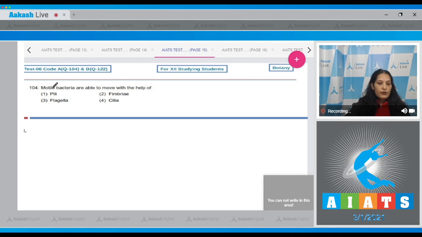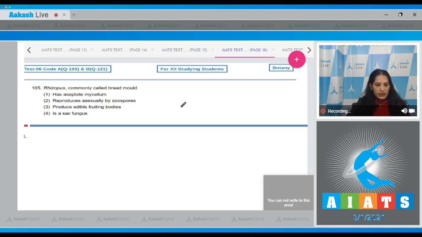Question number 104. Motile bacteria are able to move with the help of pili. Pili and fimbriae, they are surface structures, but they do not help in motility. So pili, no. Fimbriae, no. Cilia, no, not generally seen in the bacteria. Flagella, yes. So the correct option for the given question is option number 3.